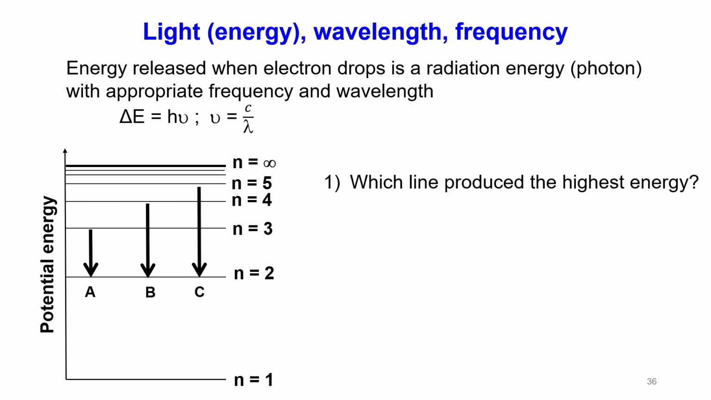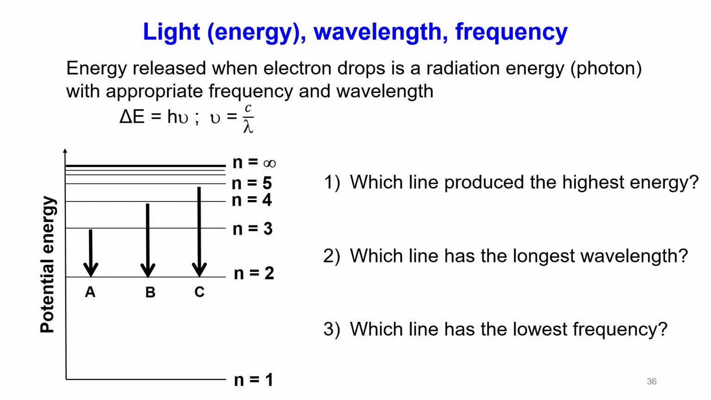So which line produced has the highest energy? Jadi kita tengok, highest energy. Yang mana yang paling longest wavelength? Yang mana lowest frequency? So we have 3 questions here. Highest energy, line C. Kenapa line C? Because kita kira delta E is equal to hc over lambda. Semakin jauh di sini, energy dia semakin apa? Tinggi. Longest wavelength ialah line A.